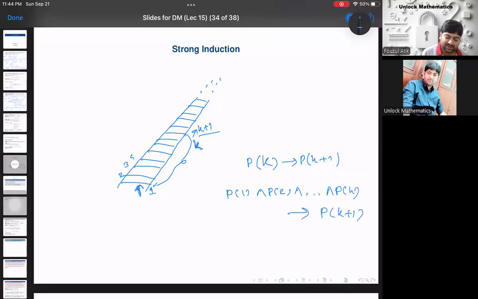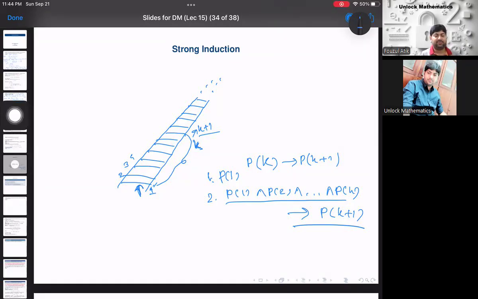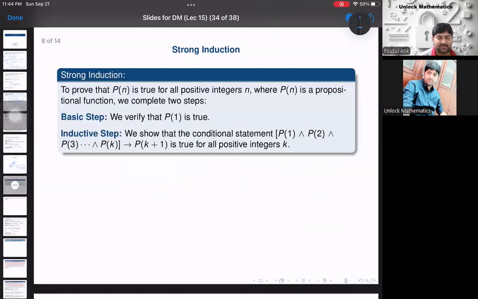So these two capabilities: P1 is true, and P1 up to Pk all true imply Pk plus 1 is true. If you have these, you can say that Pn is true for all positive integers n. The basic step you have to identify depending on the problem. And then what is the principle of strong induction? To prove that Pn is true for all positive integers n, where Pn is a propositional function, we complete two steps. One is the basic step, P1 is true, and then the inductive step, that P1, P2, P3 up to Pk all imply Pk plus 1 is true. Right? So that's what we discussed.